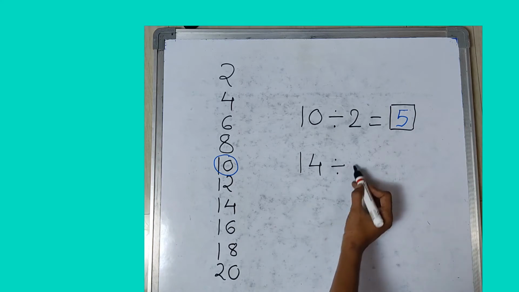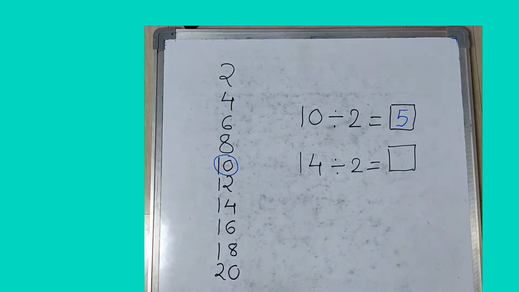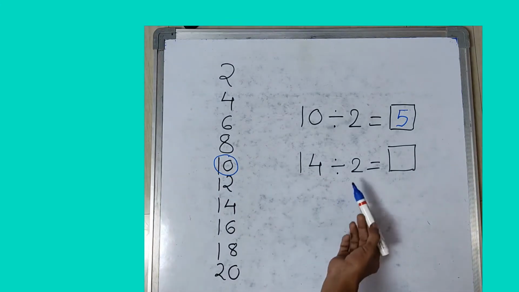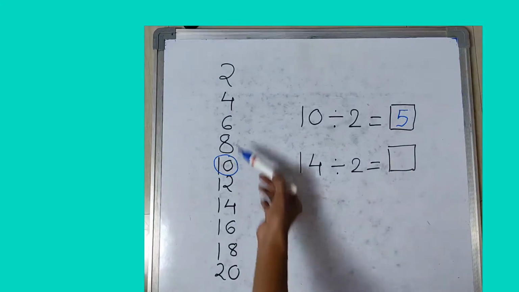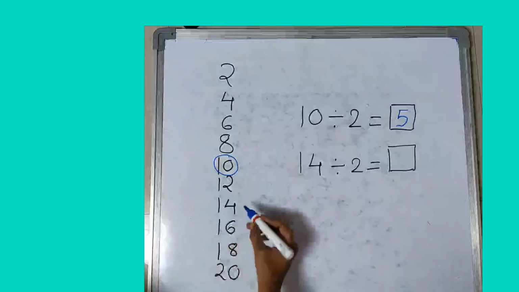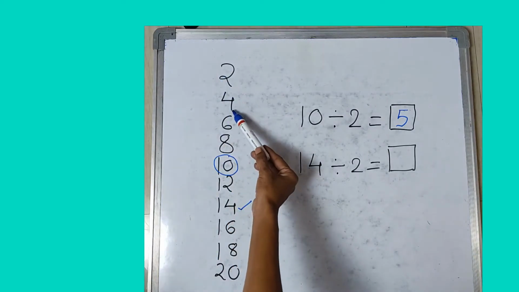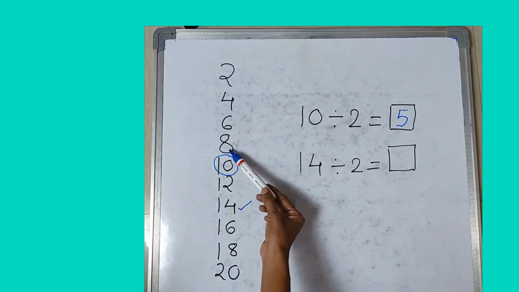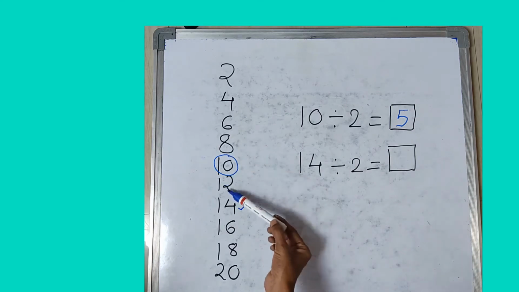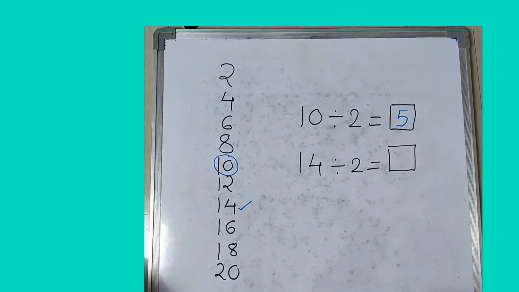14 divided by 2 is equal to, we have to find out. Again, here we have to divide by 2, so from this table find out where 14 is. Here is 14. Now say 2's table till 14. 2 1's 2, 2 2's 4, 2 3's 6, 2 4's 8, 2 5's 10, 2 6's 12, 2 7's 14. 2 7's 14 means the answer is 7.